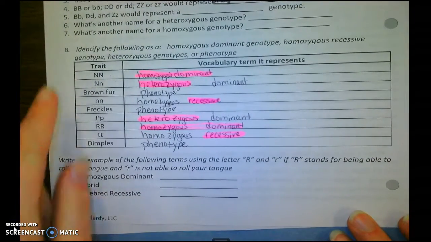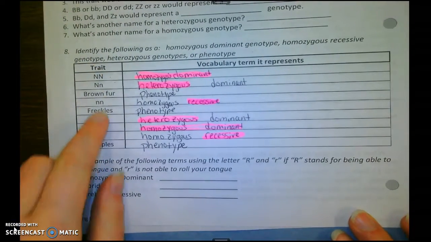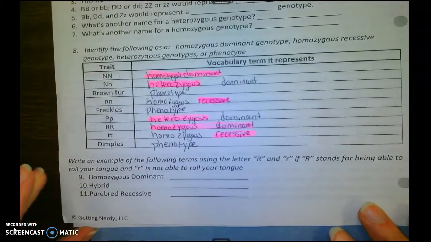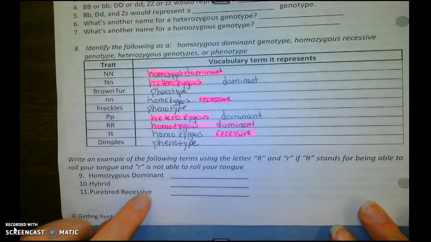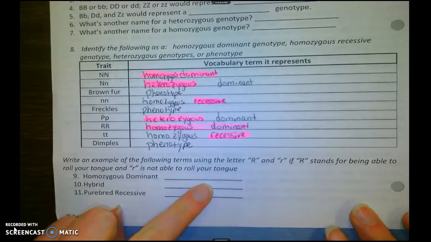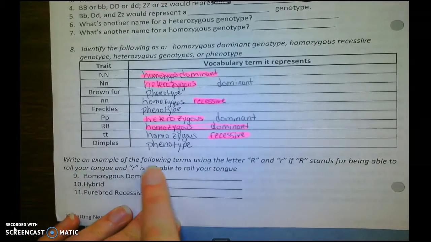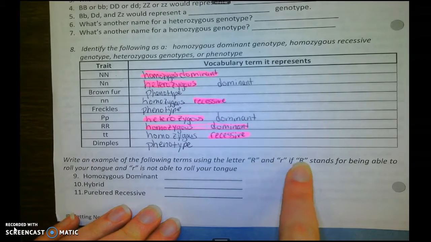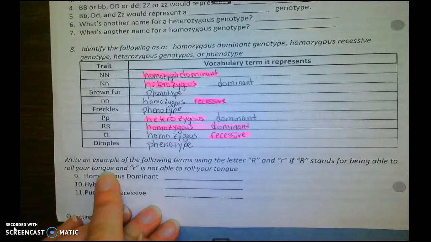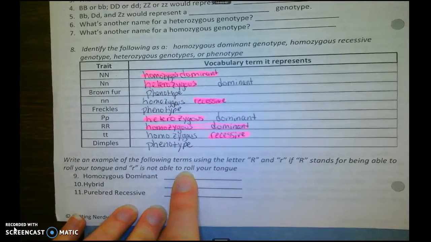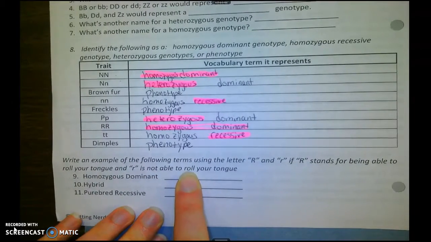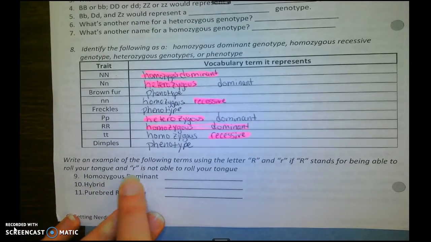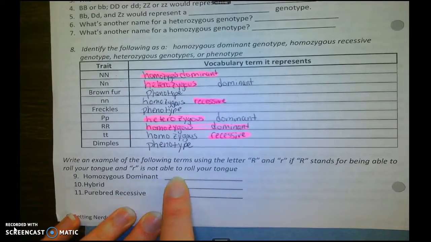So we've just taken the genotypes, the letters, and we've described what they are. This time they're going to give us a description, and we're going to have to write the letters, the alleles. So it says, write an example of the following terms using the letter big R and little r. Big R stands for being able to roll your tongue, and little r is not being able to roll your tongue. So when we look at number 9, it says that it wants a homozygous dominant alleles.